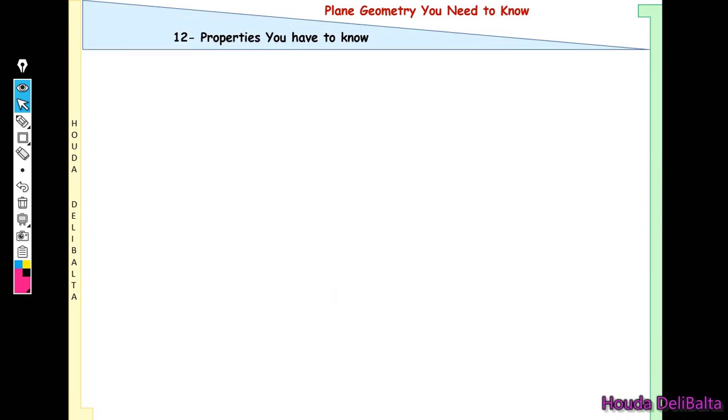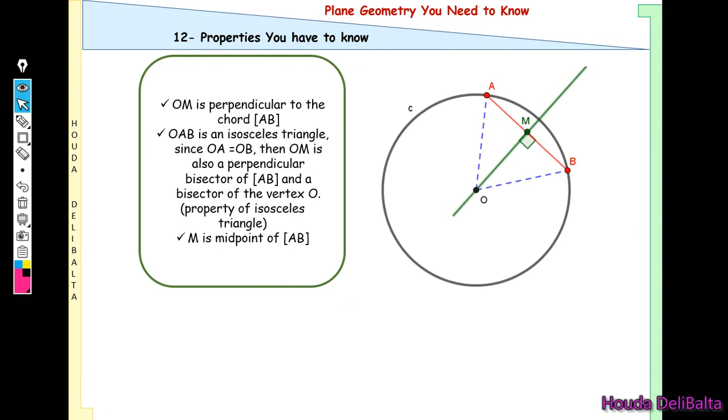Now we have to talk about a property in a circle concerning the chord and the perpendicular drawn from the center of the circle to that chord. As you see in this figure, there is a circle C of center O, and OM is the height, or what we call the perpendicular or the altitude, drawn from this center to that chord AB. We notice that M is going to be the midpoint of that chord, i.e. that OM, that height, is going to be the perpendicular bisector of that chord, and here is the proof.